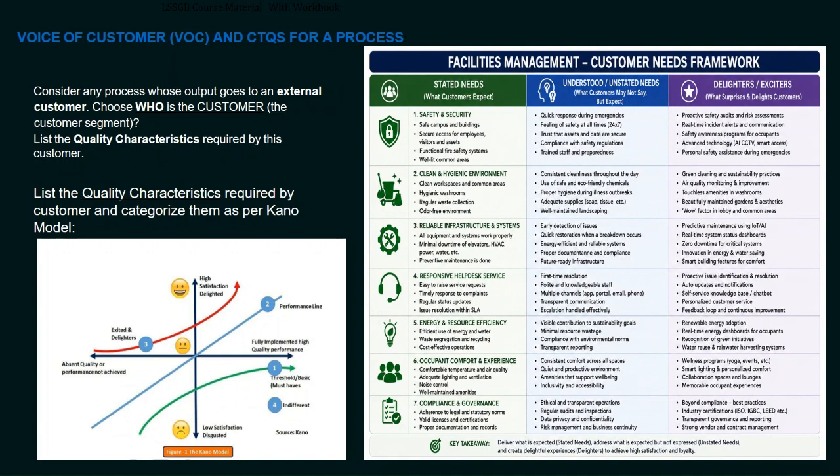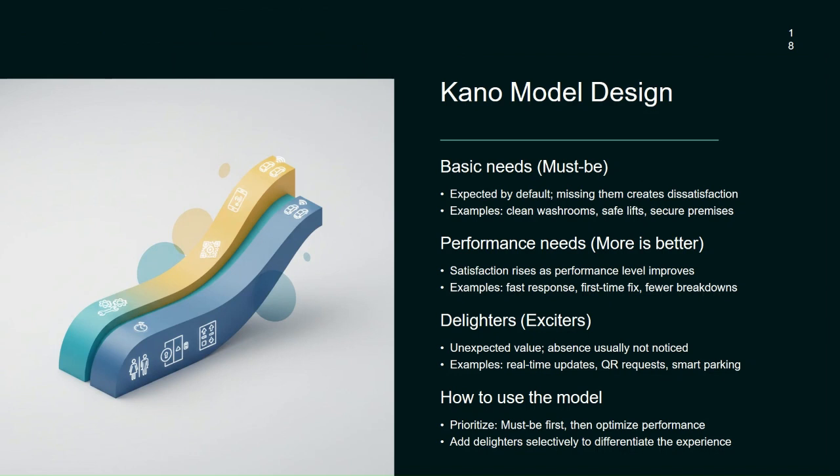Then comes the delighter, when the client says, wow, that's the way, that's what the organization wants, that is what I need to do. We need to work on the wow factor. Okay, so in the Kano model, design the basic need, then the performance needs to be better, then make exciting things with unexpected value. Absence is usually not noticed. Prioritize the basics first, then optimize the performance, then add delighters. This is how you need to start working with the Kano model. You can do projects on this.